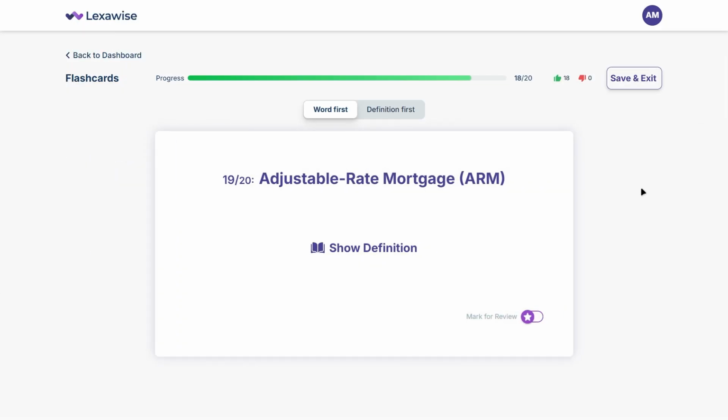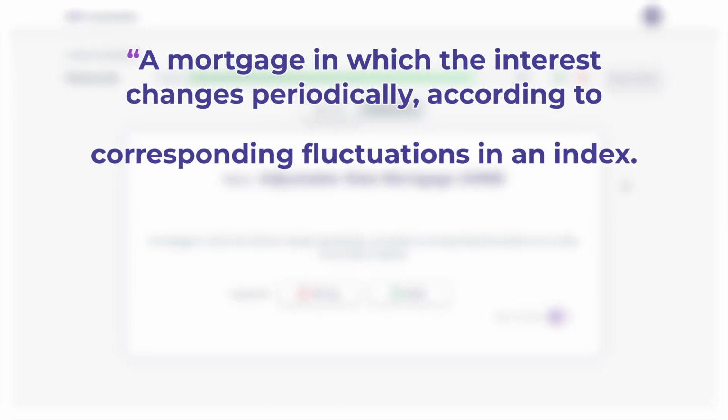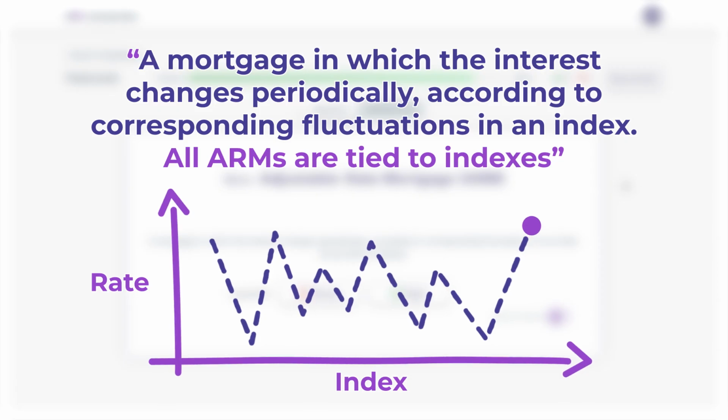Now term 19, adjustable rate mortgage, ARM. This mortgage type has changing interest rates. Can you explain what an ARM is tied to and how often it adjusts? Adjustable rate mortgage, ARM. A mortgage in which the interest changes periodically according to corresponding fluctuations in an index. All ARMs are tied to indexes.